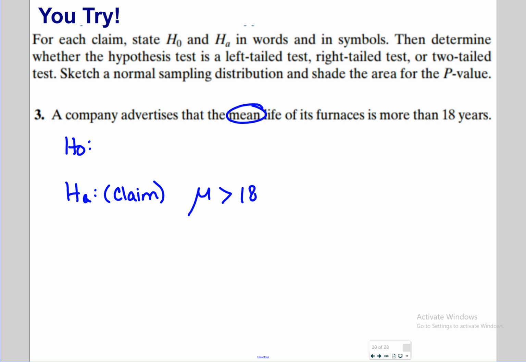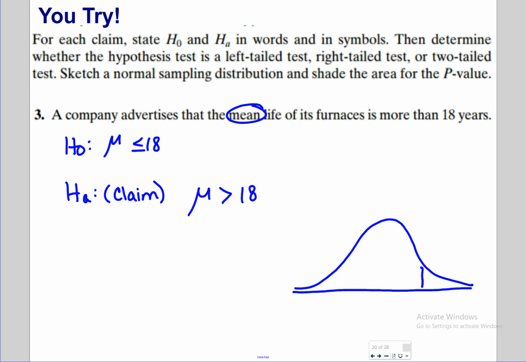Okay. The mean is greater than 18. So what's the null hypothesis? Less than or equal to 18. Okay, so based on that then, can you tell me if this is going to be a left tail, a right tail, or a two tail test? Right tail. It's going to be a right tail. And which part do you look at to determine that it's going to be a right tail? The alternative is going to tell you it's greater than, so it's going to be looking to the right. All right, any questions on that? A little recap from yesterday.